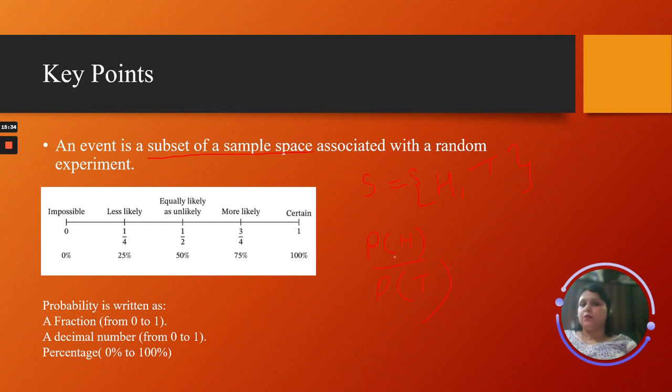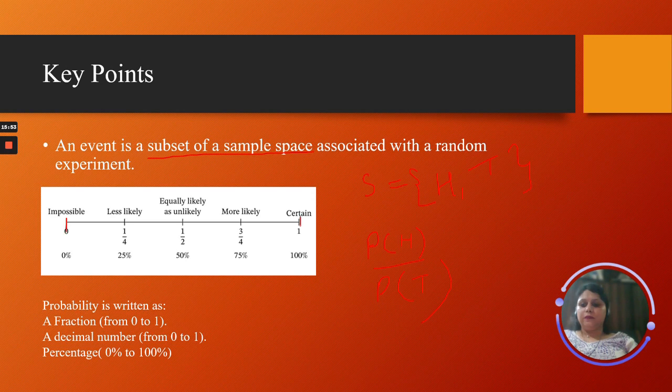Or we can write the answer in decimal, but mostly we write the answers in fraction. We calculate the probability in fractions. So talking about the events here, as you can see on this number line, starting from 0, that shows the lowest value of probability, and all the way going up to 1, so that shows maximum value of the probability.